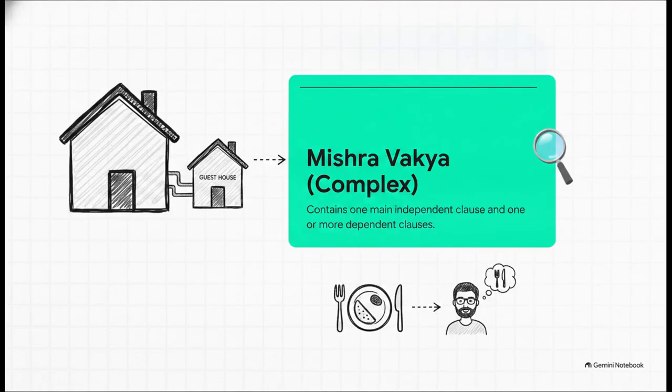Finally, we have the complex sentence, or Mishra Vakya. Now, I want you to contrast this with the compound structure we just looked at. Instead of two independent houses, picture a massive main house with an attached, much smaller guest house. That guest house absolutely cannot stand on its own. It has to share electricity and plumbing with the main house. In grammar terms, this means you have one main independent clause and one or more dependent clauses that completely rely on that main one to make any sense. For example, I will eat the food that my father has eaten. The phrase, that my father has eaten, cannot stand alone. It is completely dependent on the main thought to function.